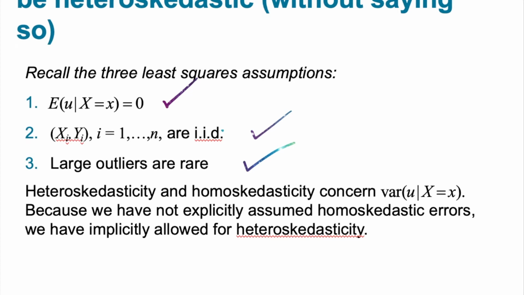Now, heteroskedasticity and homoskedasticity concern the conditional variance of U given x. Because we have not explicitly assumed that our errors demonstrate homoskedasticity, we have implicitly allowed for heteroskedasticity, and the standard error of beta 1 hat, the standard error of beta naught, these things are the heteroskedastic robust standard errors. Okay, so we have implicitly allowed for heteroskedasticity.